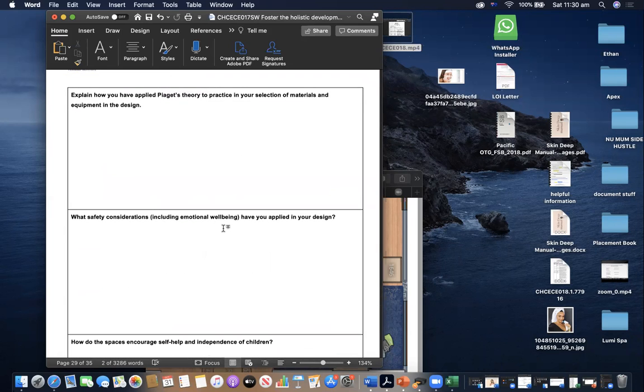What safety considerations, including, bear in mind, emotional well-being. If you don't know what emotional well-being is, you have to research it, okay? You have to know, because how can you answer the question correctly if you don't know what it means, okay? So you must include that in there. You must have an understanding of it all, okay?